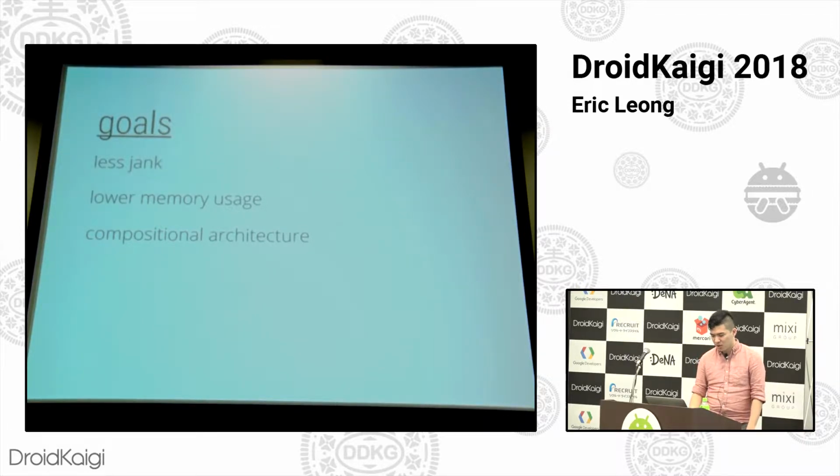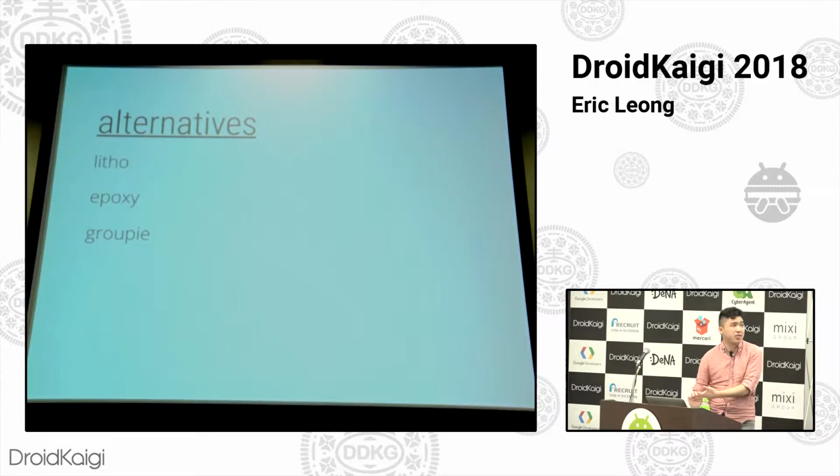Cool. And what are some alternatives? Obviously, we didn't have to write Graywater from scratch. We could have used any of these other libraries, like Litho, which I just mentioned, written by Facebook. Epoxy is written by Airbnb. And Groupie was originally released by Lisa from Genius. So these are all alternative RecyclerView frameworks.